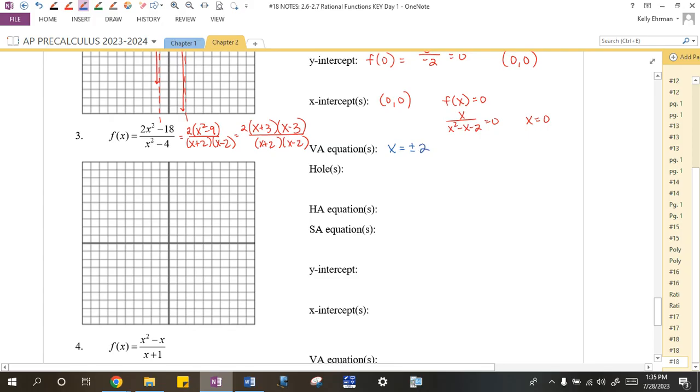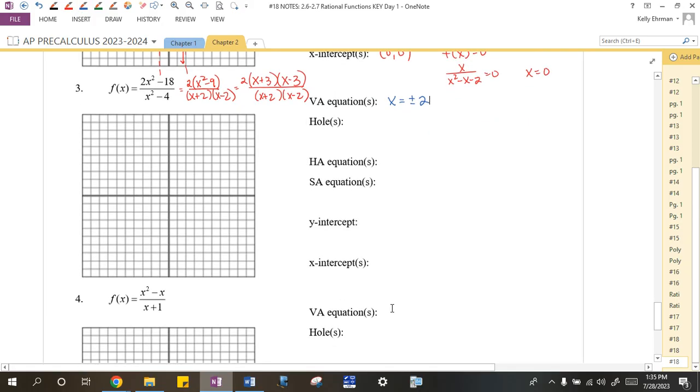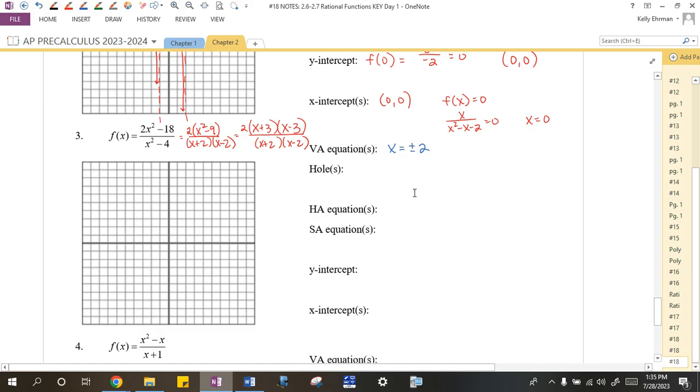I just realized I haven't given you any holes. Sorry, we will definitely have holes to practice in the homework. Anyway, x equals plus or minus 2. Maybe I'll sketch these in as I go. Holes, none, because nothing canceled.